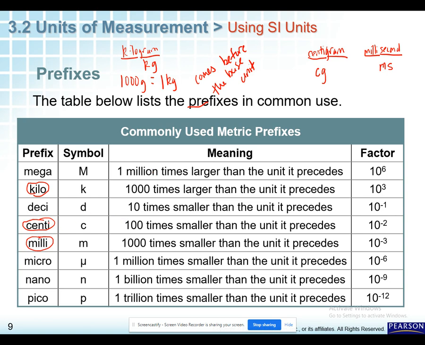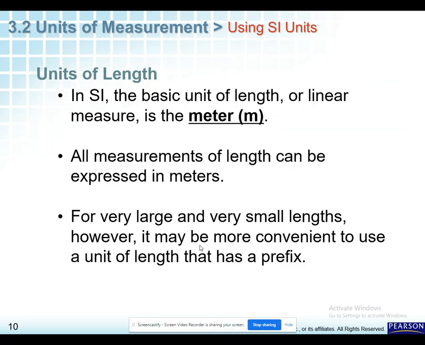For example, centi. Centi is 100 times smaller than the unit it precedes. So it means it's going to take 100 centigrams to equal 1 gram, since a centigram is smaller. And for millisecond, it means it's going to take 1,000 milliseconds to equal 1 second, because milli is 1,000 times smaller. So be familiar with those conversions.